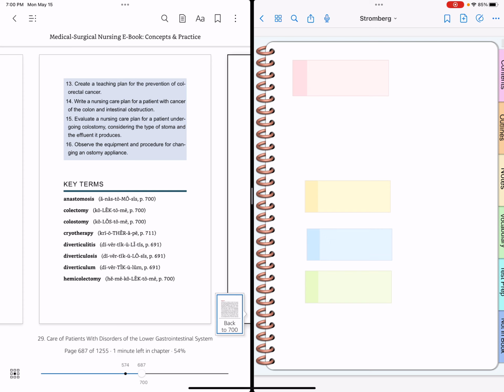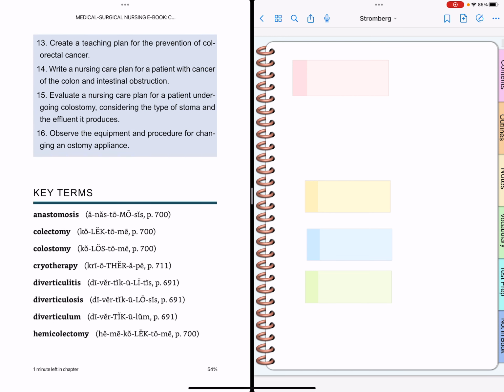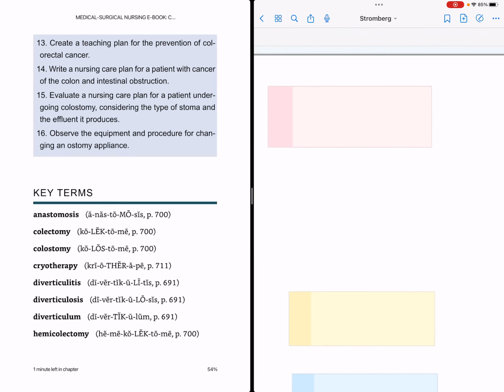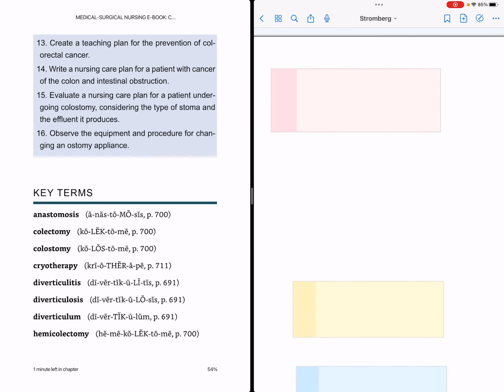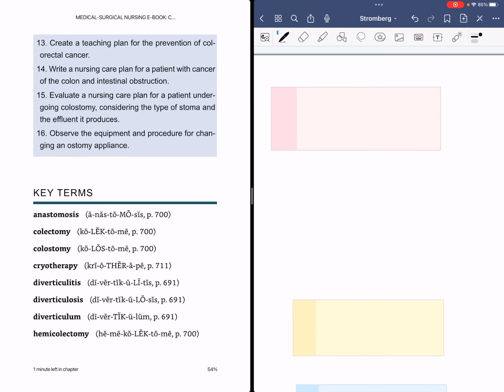And I do use color to help me with this, but you can certainly organize it however it makes sense to you. So I'm looking here at page, I believe it's 687 of the textbook, and I'm going to start with this first term and show you how I would work this. I'm going to use a color here for this first term, and let me get a pen that will write. The term is anastomosis. So I would write it correctly.